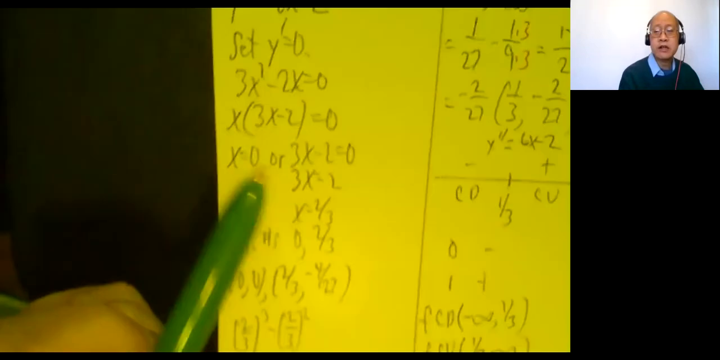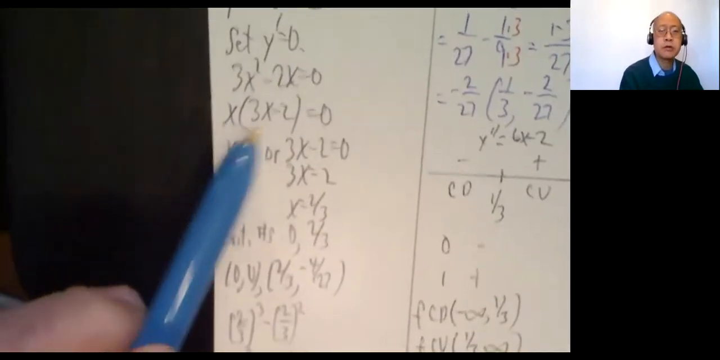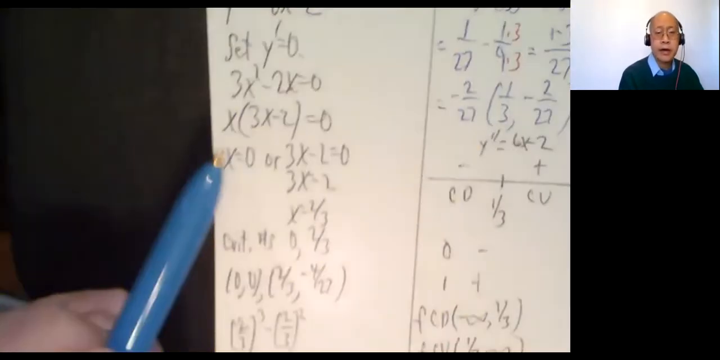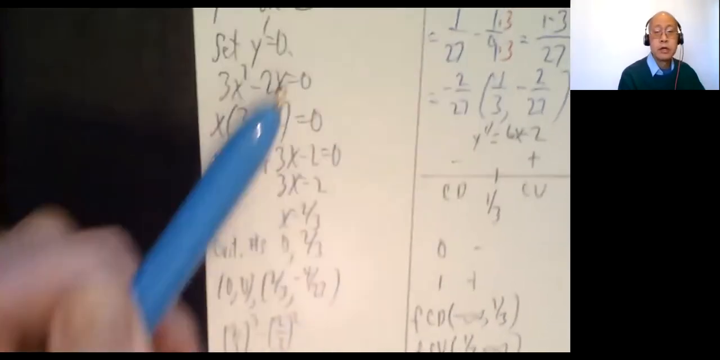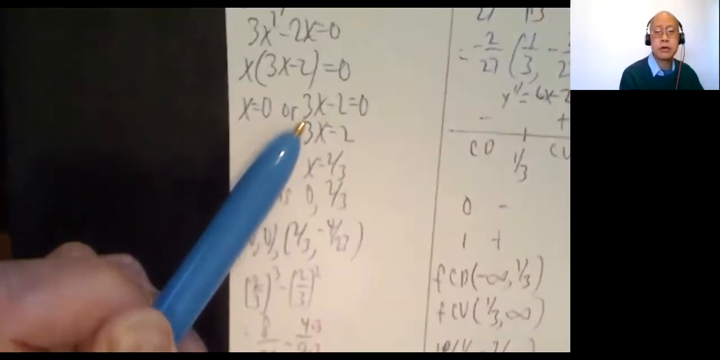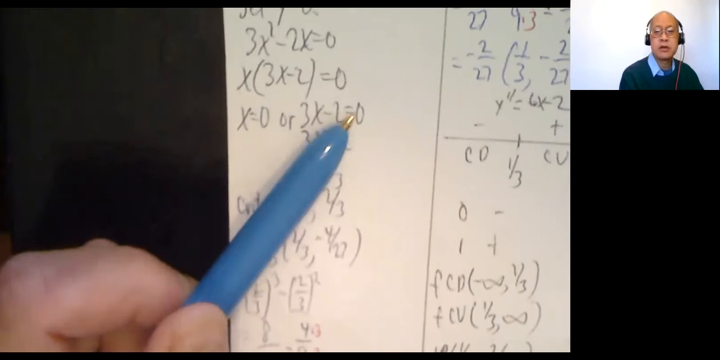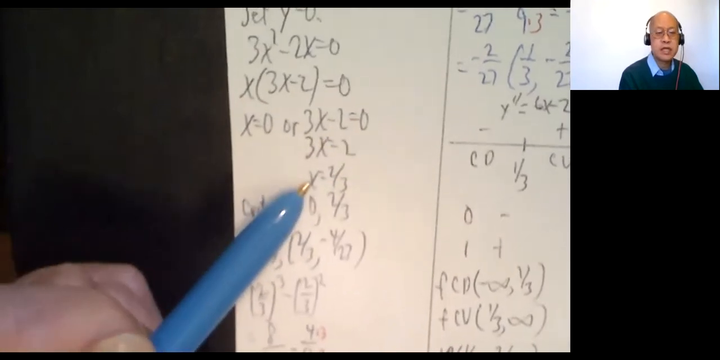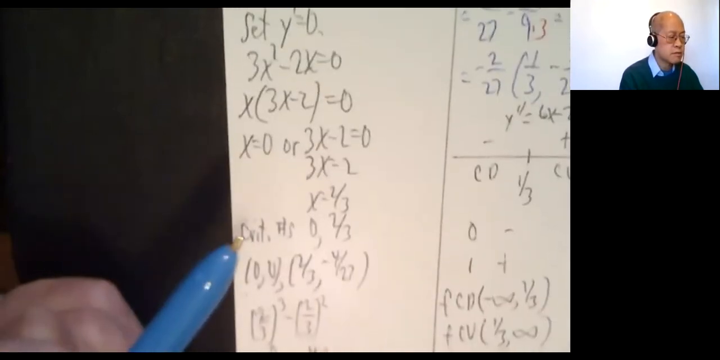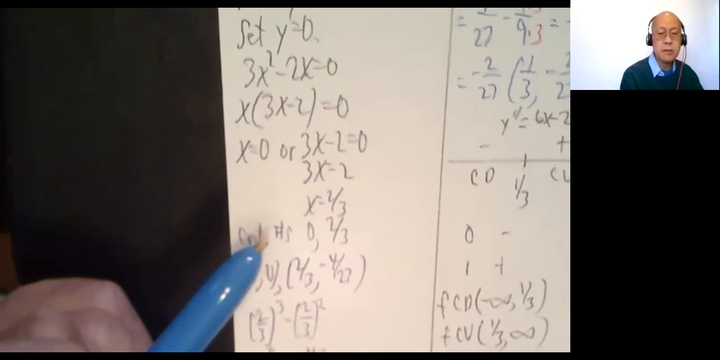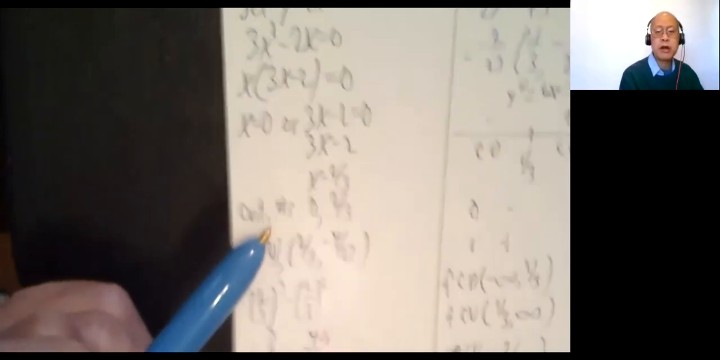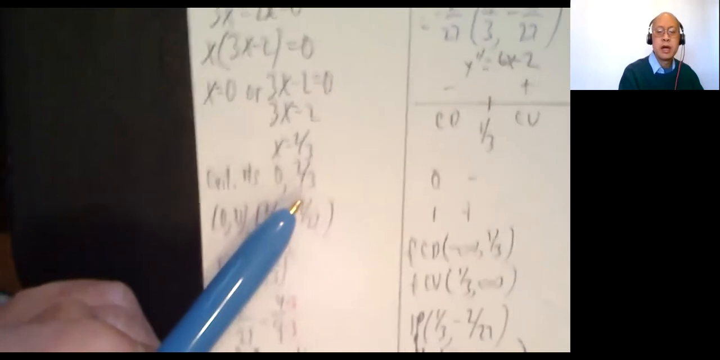So by the zero factor property, either this one is 0 or this one is 0. So x is 0, that's finished. 3x minus 2 equals 0, a little bit of algebra. Add 2, divide by 3, x equals 2/3. So my critical numbers are 0 and 2/3.